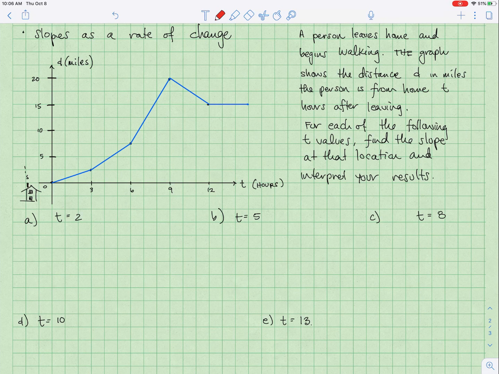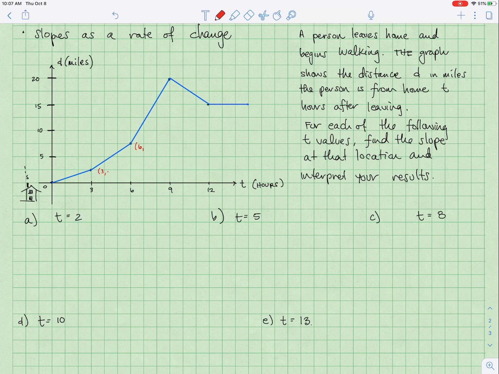I want to talk about interpreting slopes as a rate of change. What I've drawn here is a graph with a bunch of ordered pairs. In fact, we can label some of these. This looks like it's 3, 5 halves. This is 6. Let's use decimals here.